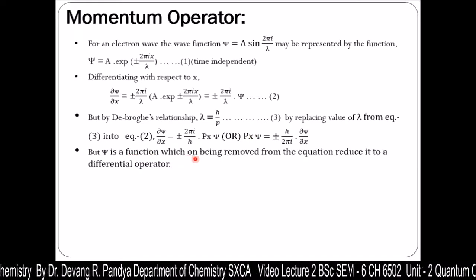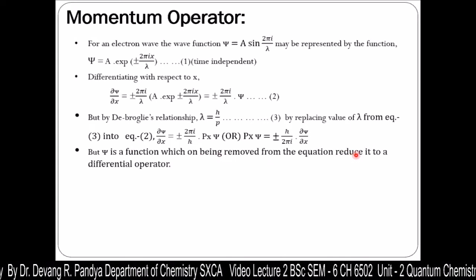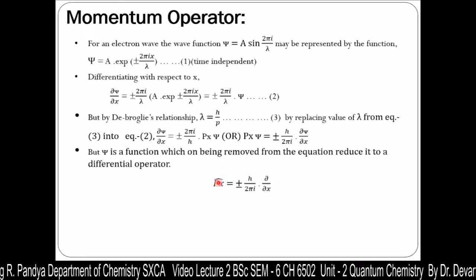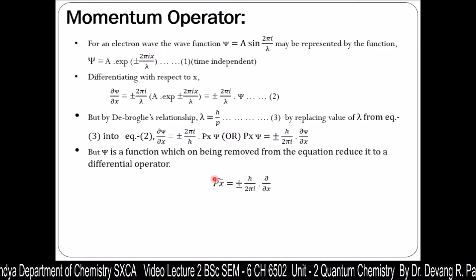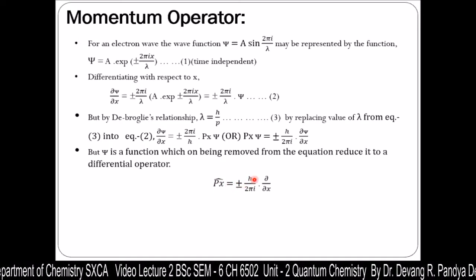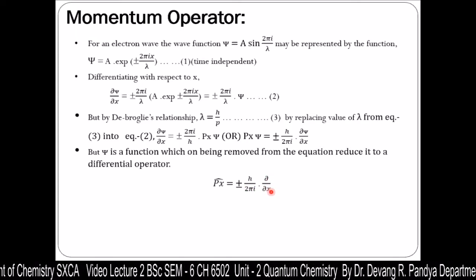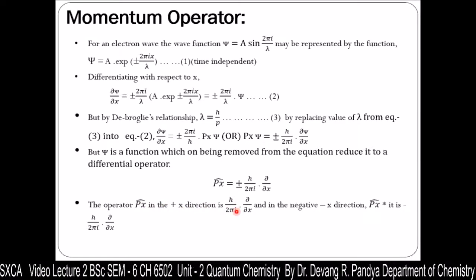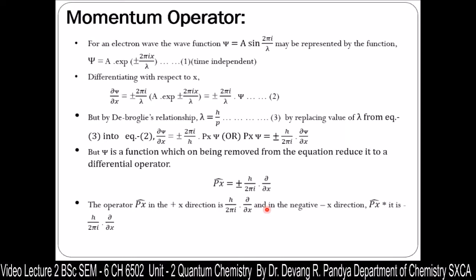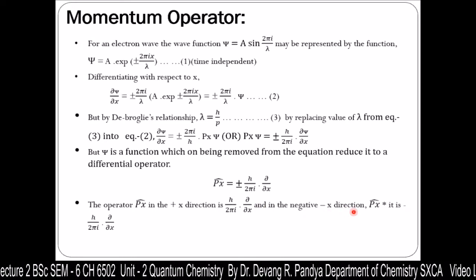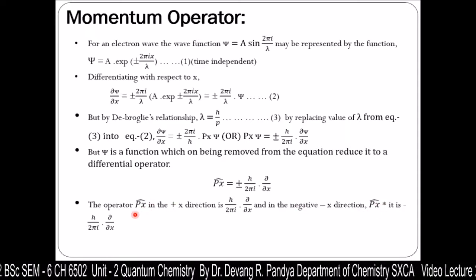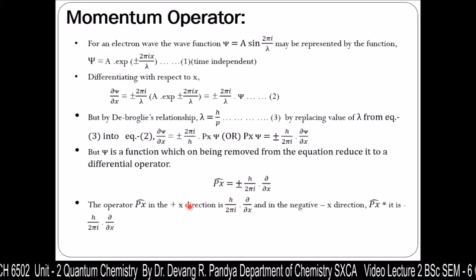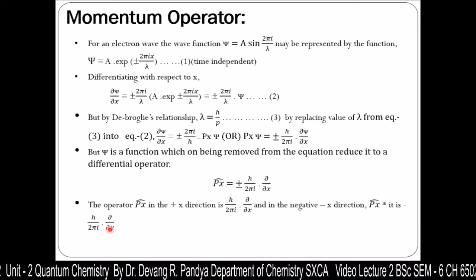So psi is a function which, on being removed from the equation, reduces it to a differential operator, that is px hat, the symbol of the operator, and that is written as plus or minus h upon 2 pi i d by dx. The operator px in the plus x direction is h upon 2 pi i d by dx, and in the negative x direction, px star, it is represented as minus h upon 2 pi i d by dx. So plus or minus: one is plus, that is in the plus x direction, and one is minus, that is in the minus direction.